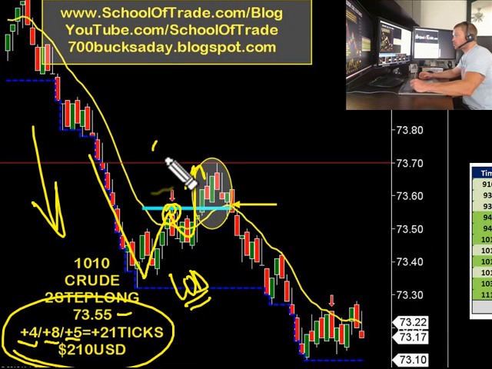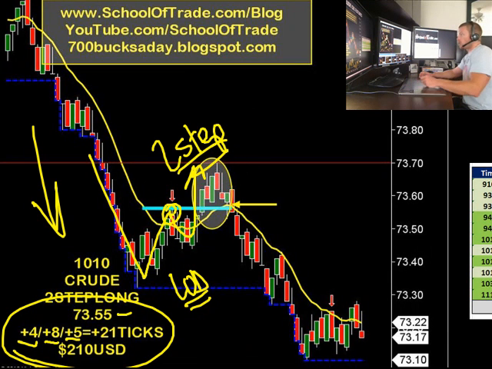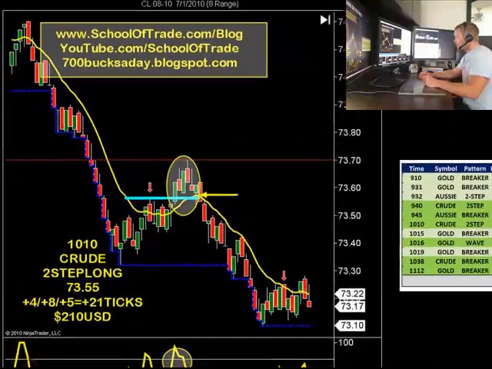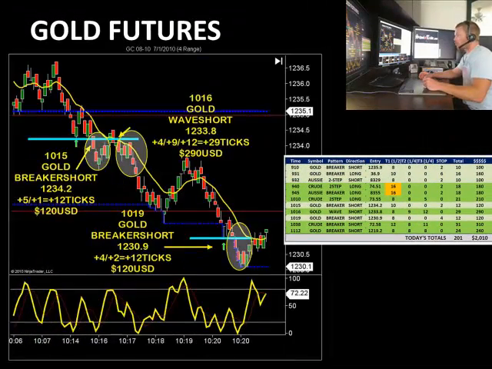So once again, this is a two-step, right? A reversal off the lows. Guys, we've been taking these patterns all week with great success. Let's keep going. Back over on gold here.